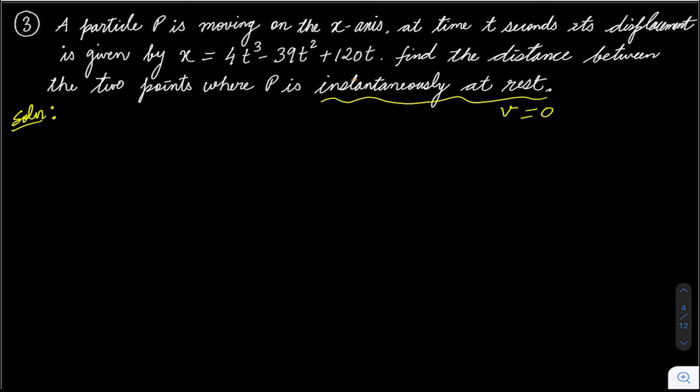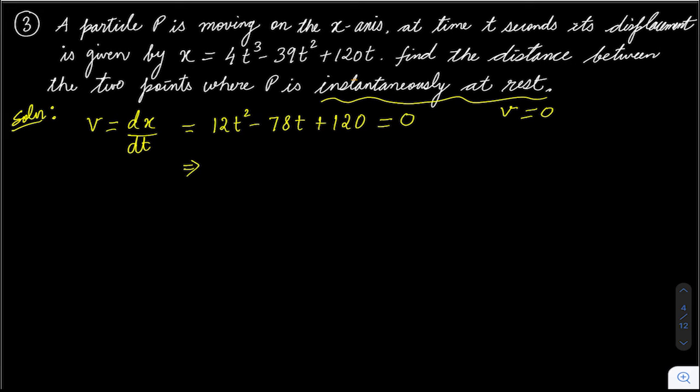So for that, first we will need velocity. So let's first find velocity. Velocity is nothing but ds over dt, or dx over dt in this case. So let's first find this. This will be 12t square minus 78t plus 120. So this is my velocity. I need to find where velocity is zero, so I will equate this to 0, and I will have to solve now for t.